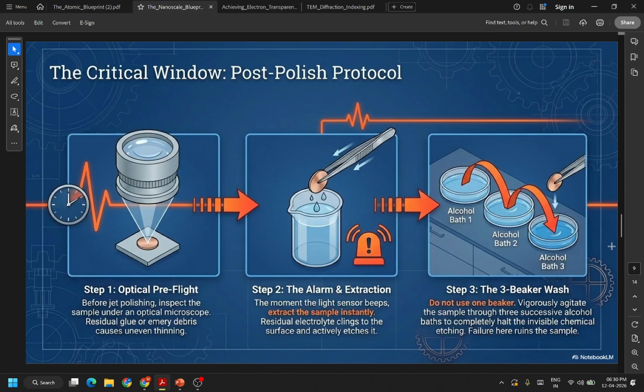So you have to do a 3 beaker wash. Do not use 1 beaker. Vigorously agitate the sample through 3 successive alcohol baths to completely halt the invisible chemical etching. Failure here will ruin the sample.